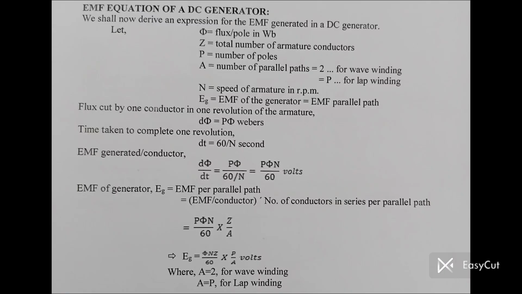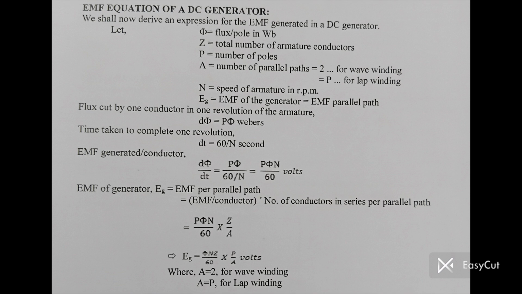Let us now derive an expression for the EMF generated in a DC generator. We define the following terms. Phi, the flux per pole in Webers. Z, the total number of armature conductors. P, the number of poles. A, the number of parallel paths, which is 2 for wave winding, and P for lap winding. N is the speed of the armature in revolutions per minute, or RPM. Eg is the EMF of the generator, that is, the EMF per parallel path.